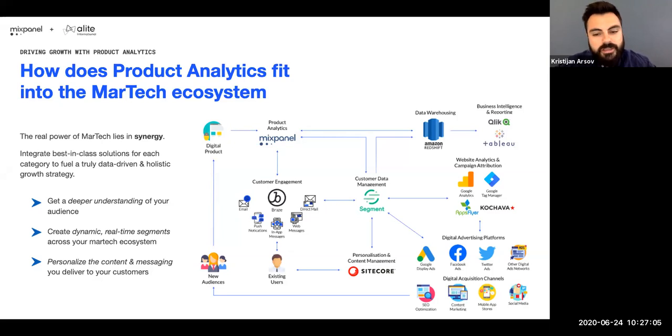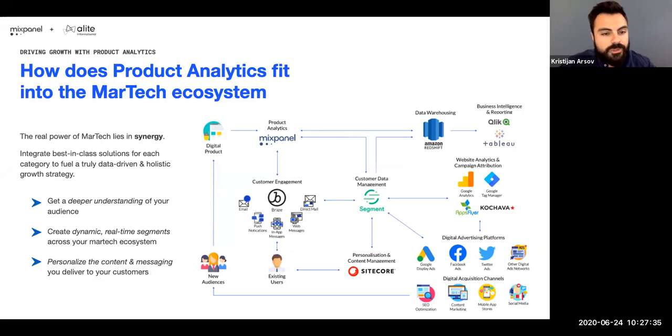You can then use this data to, for example, show personalized content on your website using an intelligent CMS like Sitecore. You can stream it to your data warehouse and then build advanced business reports on it, make your product decisions and business decisions on top of that, as well as send this data to your acquisition channels and try to find new audiences for your product that fit your customer profile.